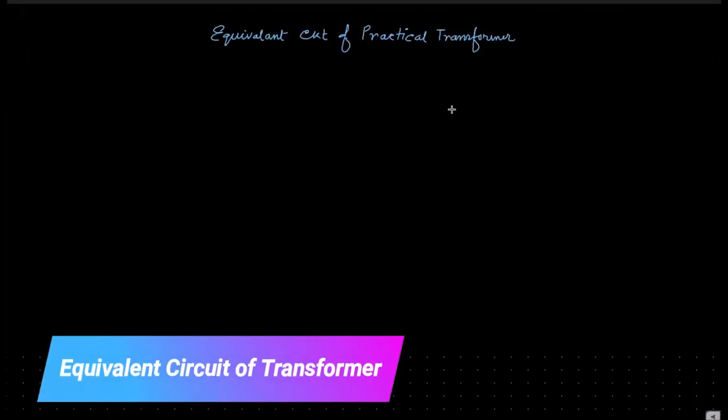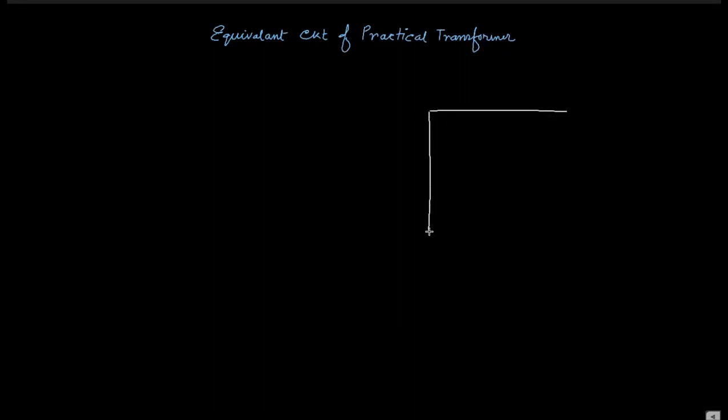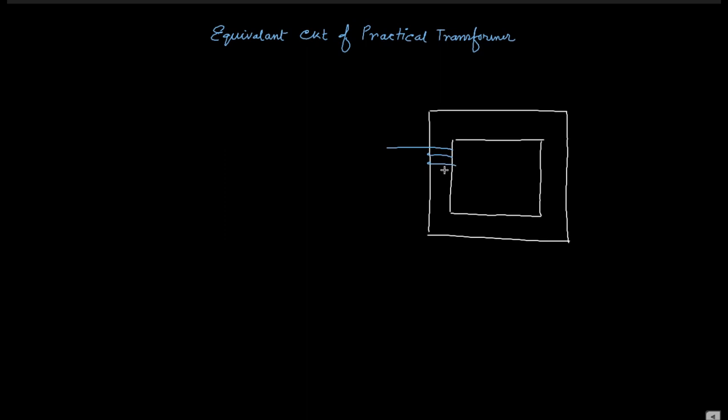So if this is the core of a transformer, here we can say E1 is the induced EMF in the primary side coil. This is the induced EMF in the secondary side coil, E2.